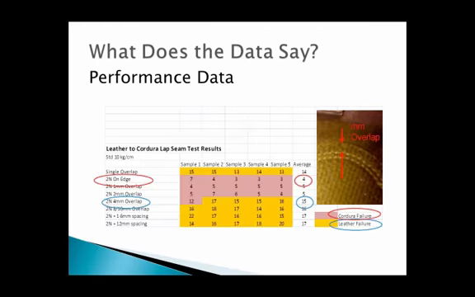The second thing they started to do was gather some data on where exactly the failures are happening and what the input variables are. So how much overlap did they have on the leather? Is the stitching in the right place? How thick was the material? And they're starting to gather that information, and using the process flow and that performance data together starts to tell the real story of where the root cause might be.